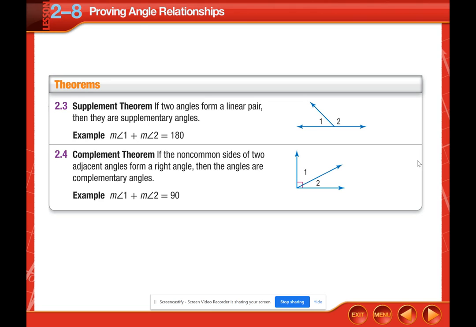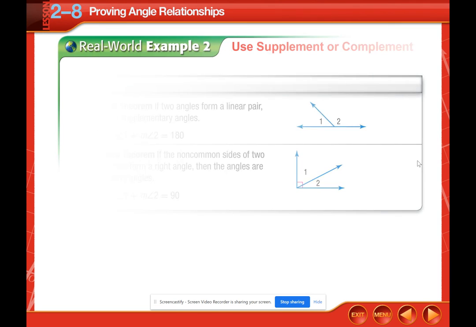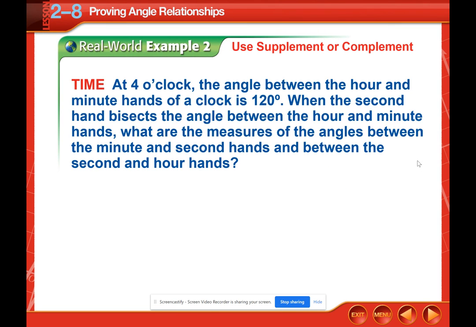In 2.4, for the complement theorem, if the non-common sides of the two adjacent angles form a right angle, then the angles are complementary angles. Together they form an angle that is 90 degrees. So now we're making use of those two theorems.